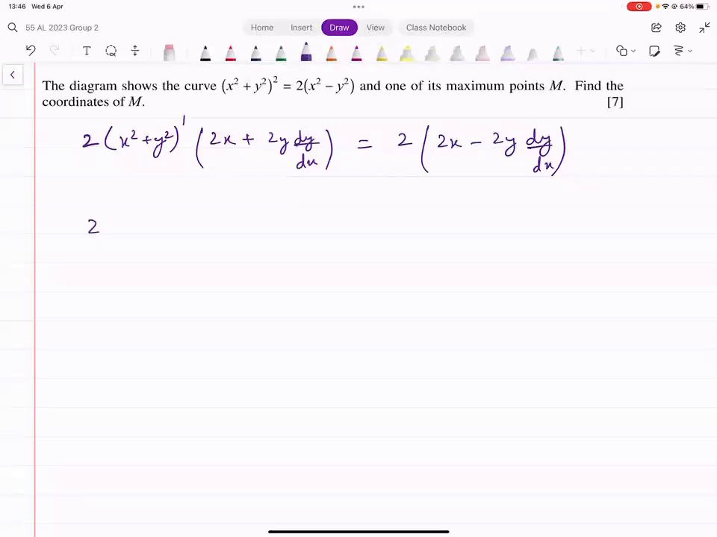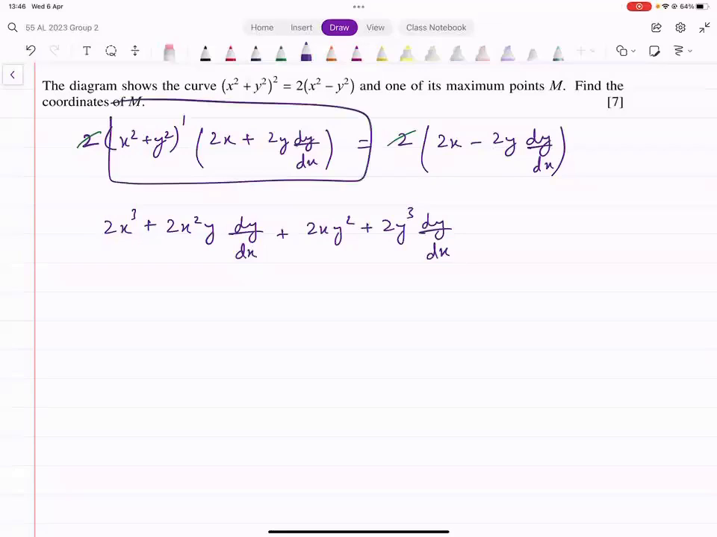Now this becomes 2x square. In fact, the 2s cancel, okay? This 2 and this 2 get cancelled. And we have 2x cubed plus 2x square y dy over dx plus 2xy square plus 2y cubed dy over dx. इन दोनों ब्रैकेट्स को मल्टीप्लाई कर दिया, ठीक है? You get these four terms. On the right side, we have 2x minus 2y into dy over dx.